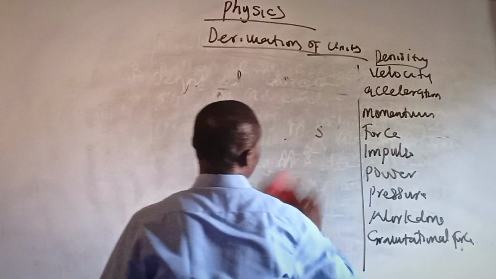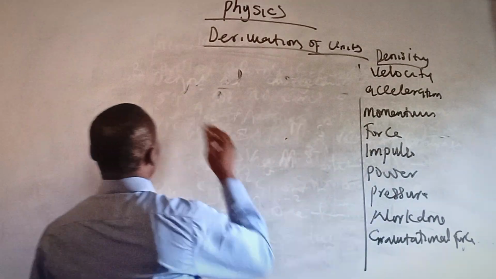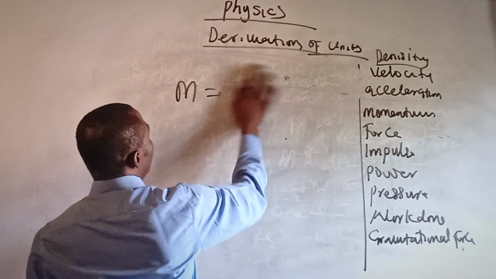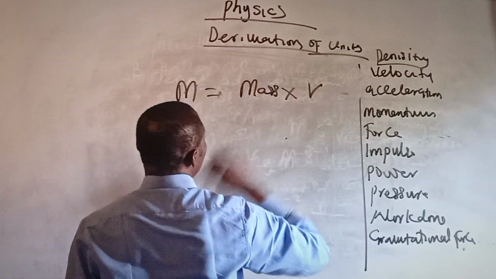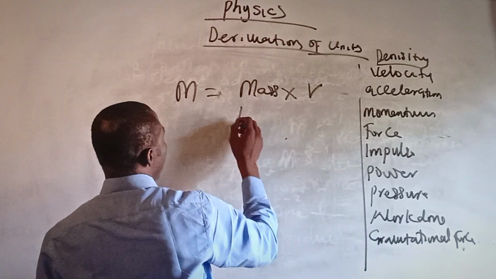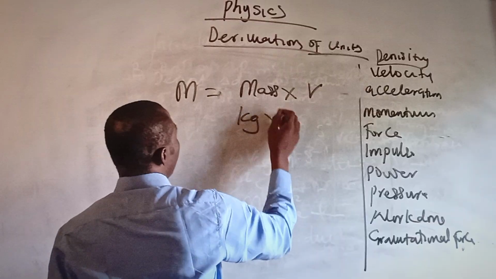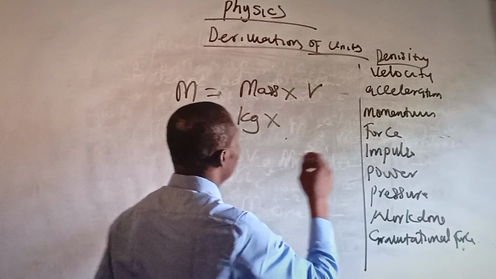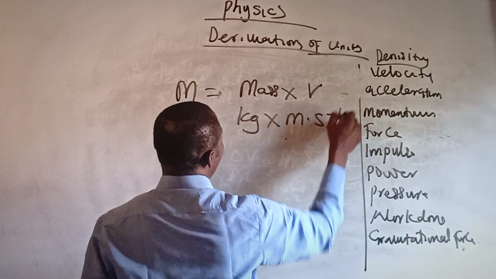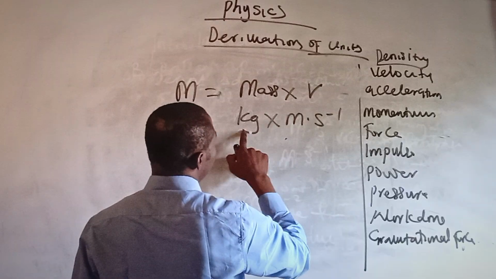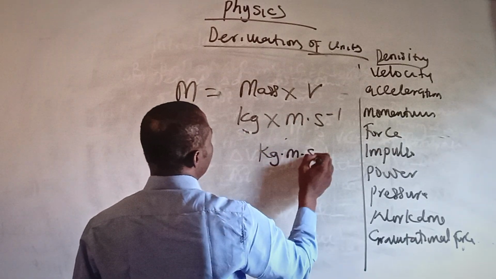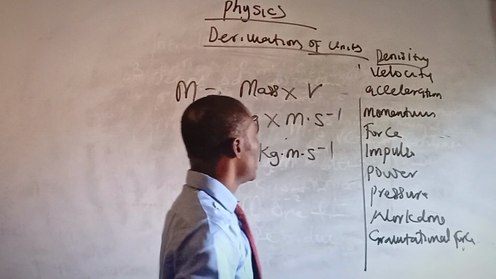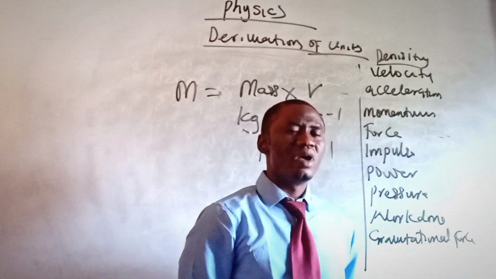We have another one, momentum. Momentum is mass times velocity. What's the unit for mass? Mass is in kilogram, and velocity, we've done that, meter per second to the power of minus 1. When you multiply these together, you're going to have kilogram meter per seconds to the minus 1. So this is the unit for momentum.